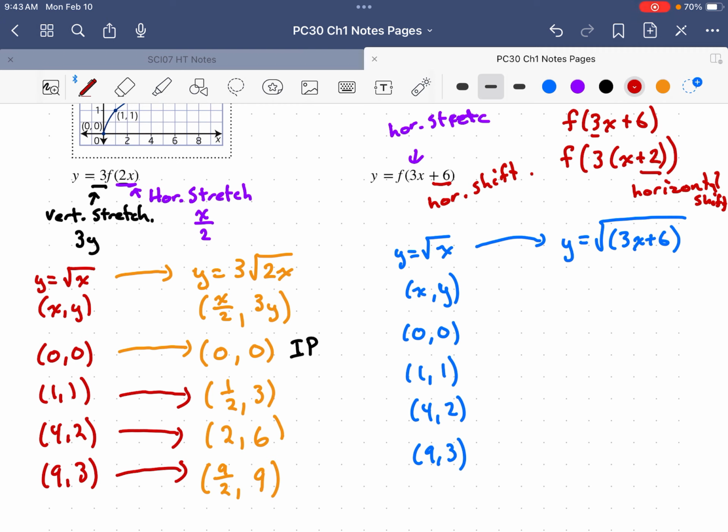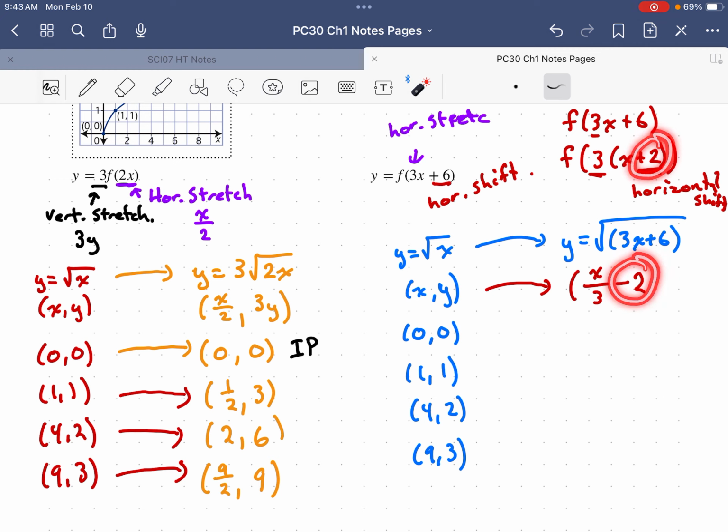So in our new one, we are going to take our x, we're going to divide it by 3, right? Because here we're multiplying by 3, so we do the opposite. And then we're going to subtract 2. Here we're adding 2, so we're going to do the opposite. Now there's nothing outside the function, so our y is going to stay the same.